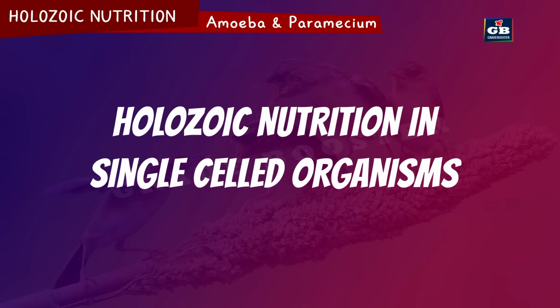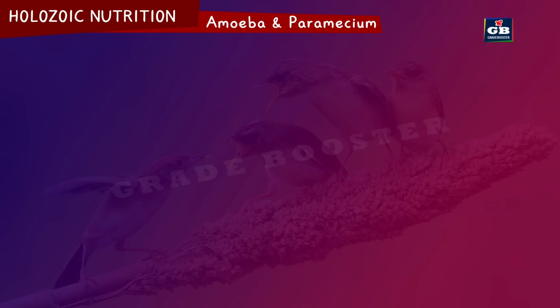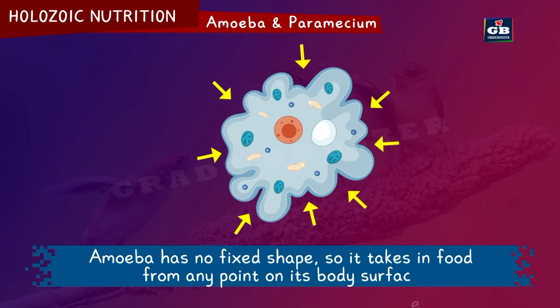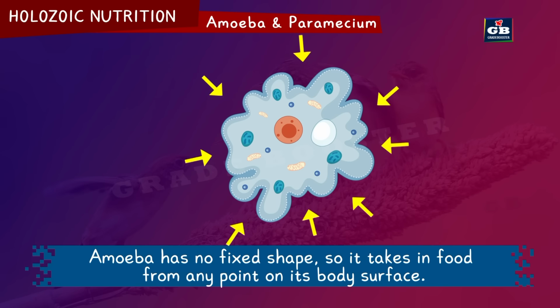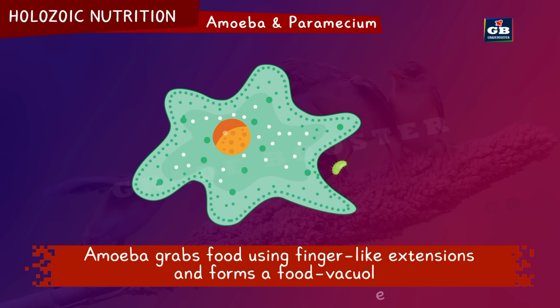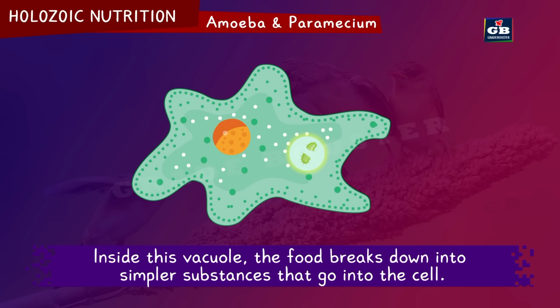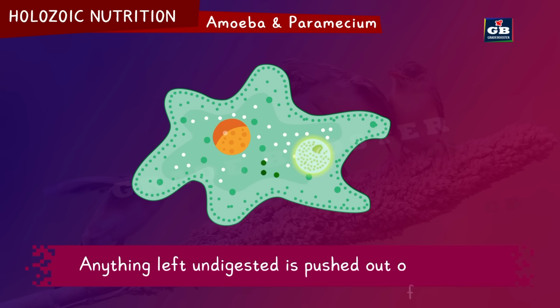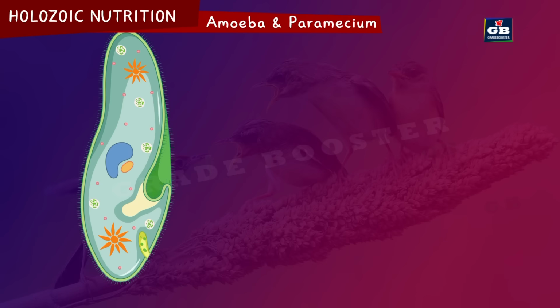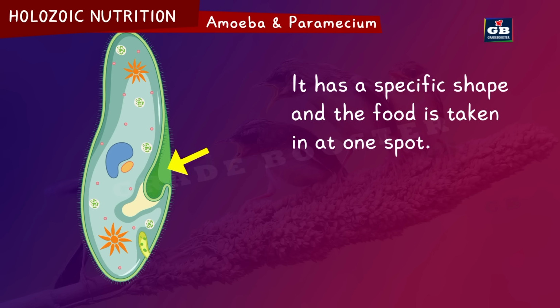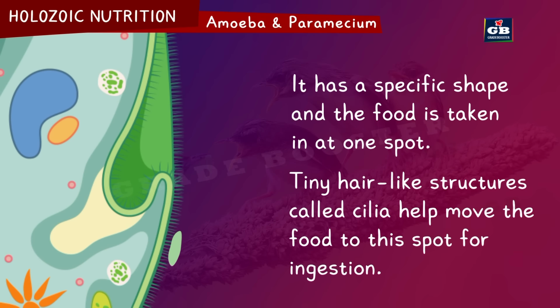Holozoic nutrition in single-celled organisms. Amoeba. Amoeba has no fixed shape, so it takes in food from any point on its body surface. Amoeba grabs food using finger-like extensions and forms a food vacuole. Inside this vacuole, the food breaks down into simpler substances that go into the cell. Anything left undigested is pushed out of the cell. In other single-celled organisms, like Paramecium, it has a specific shape and the food is taken at one particular spot. Tiny hair-like structures called cilia help in moving the food to this spot for ingestion.